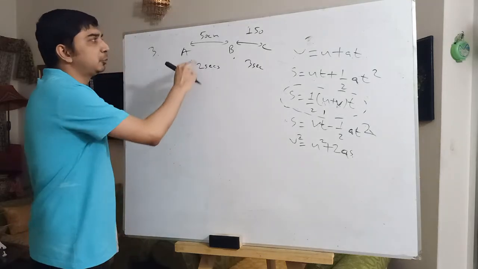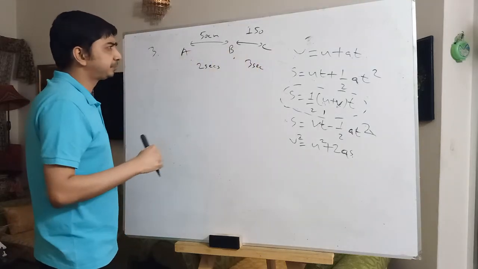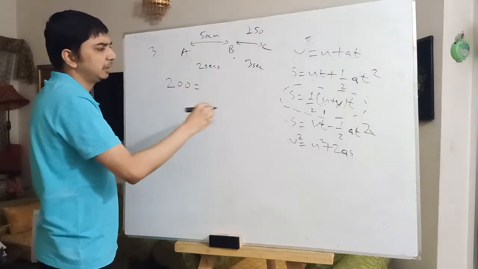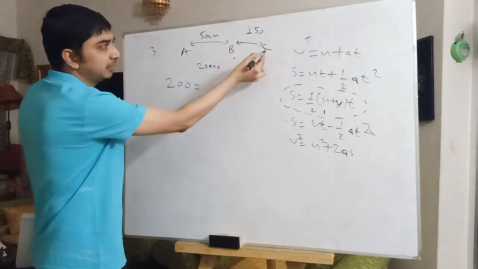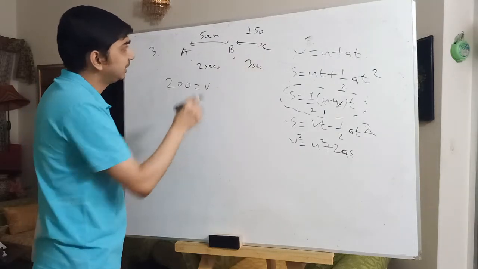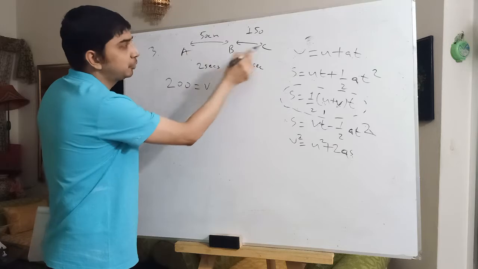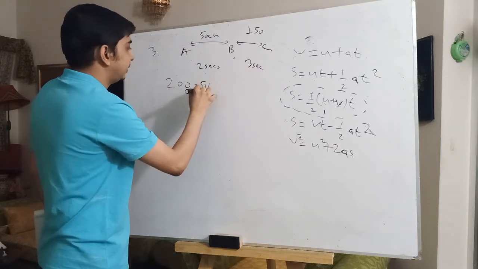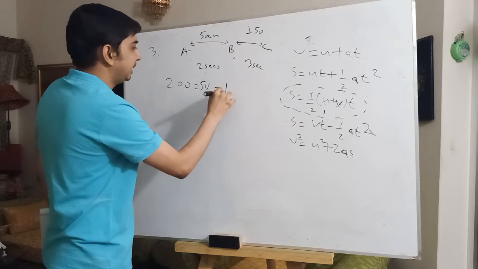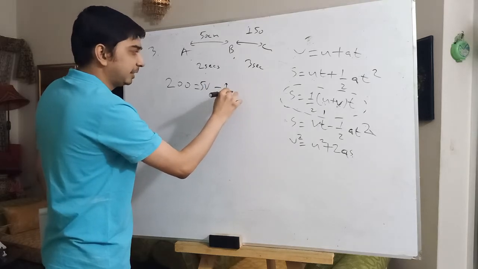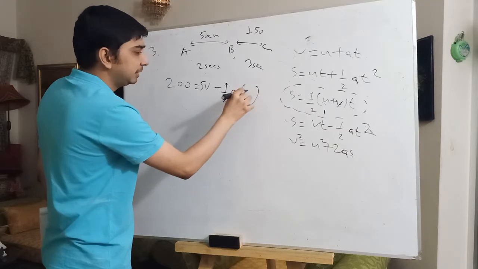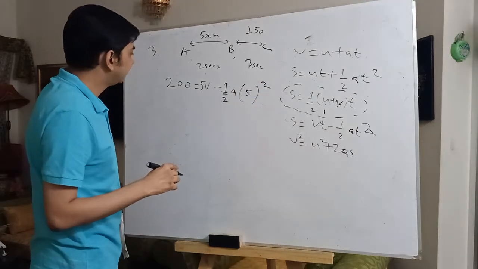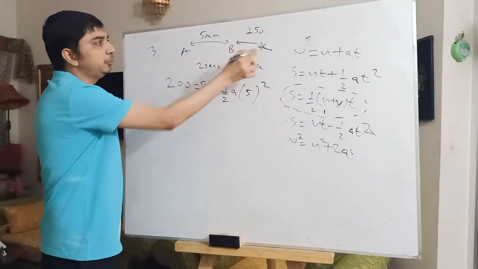So let me first take the motion from A to C. What is the value of S? S is going to be 200. The value of V, the velocity at C, is what we have to find. The time taken to go from A to C will be 2 plus 3, 5. So 5V minus half, the acceleration is A, and t squared is going to be 5 squared. That is the motion from A to C.